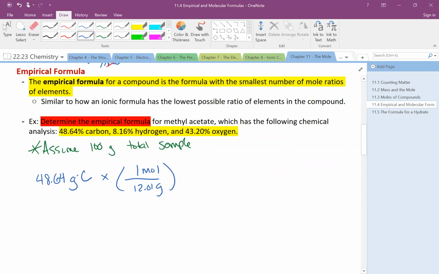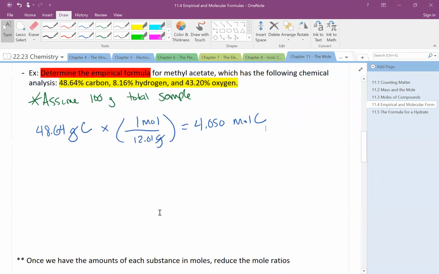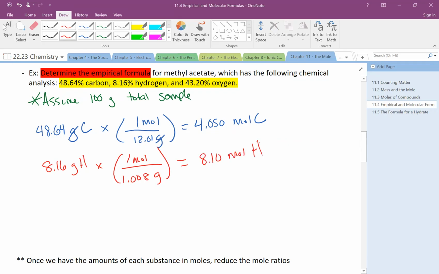Grams will cancel, and I will calculate that I have 4.050 mole carbon. And I'm going to do the same analysis for my hydrogen and my oxygen. Hydrogen is now 8.16 grams of hydrogen times my 1 mole over my 1.008 grams. And I get 8.10 mole of hydrogen because my grams, of course, cancel out.